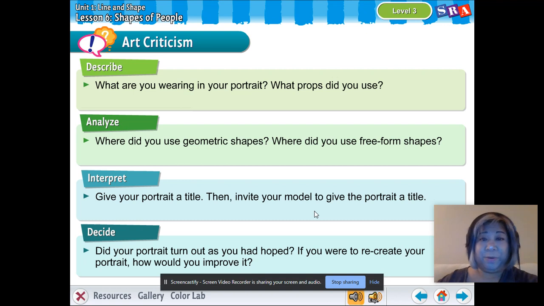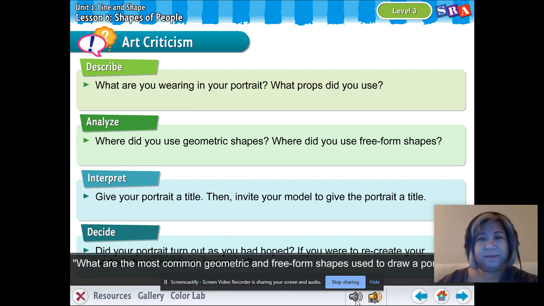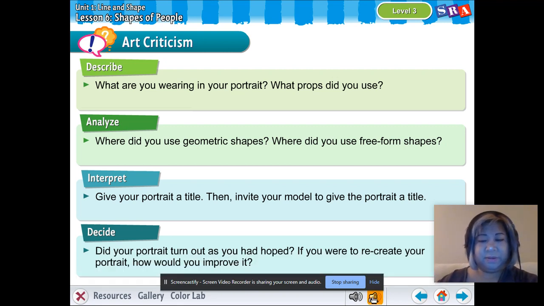Did your portrait turn out the way that you had hoped? Sometimes you have to practice over and over again, and artists sometimes will create so many different versions until they find one that they like, okay? If you were to recreate your portrait, how would you improve it? What are the most common geometric and freeform shapes used to draw a portrait? I guess you have to find out.